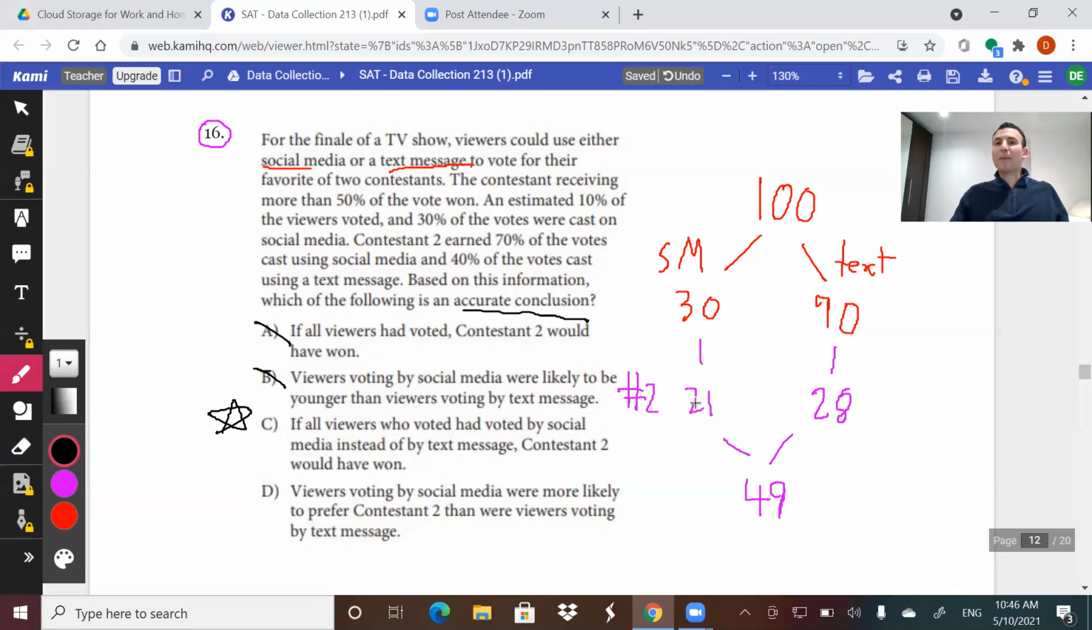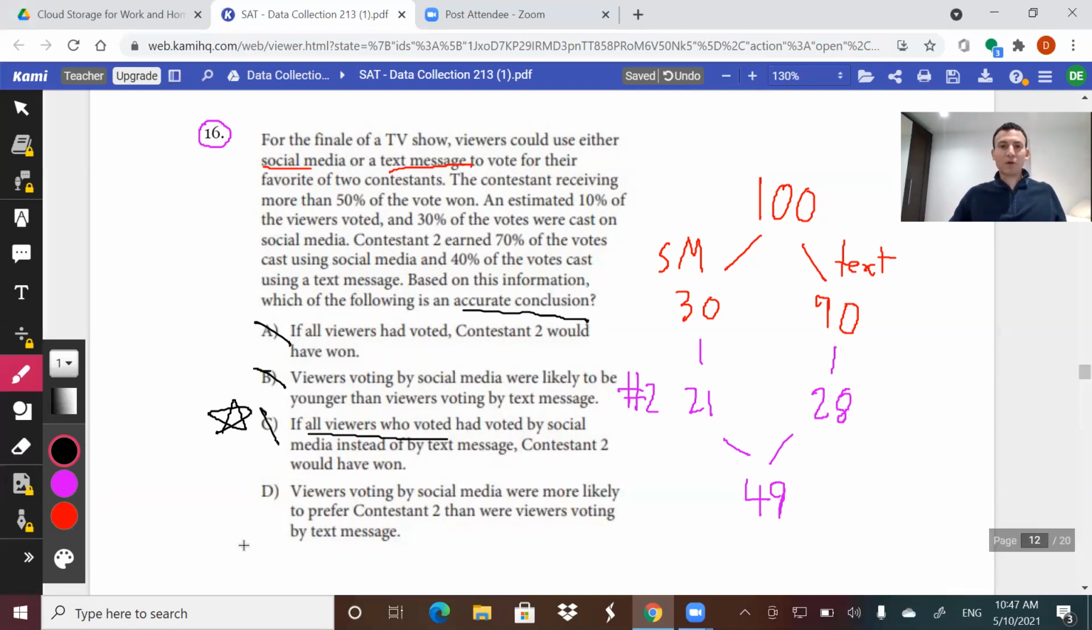Contestant 2 did do a lot better with the social media votes, without a doubt. So a lot of people would logically say, oh, well, if more votes had been by social media, contestant 2 would have won. Actually, out of all those who voted, who's to say that those who voted by text would change their mind just because they're going to vote by social media? There's no way of knowing that they're going to flip their vote just because they vote through a different medium. So C is actually gone.